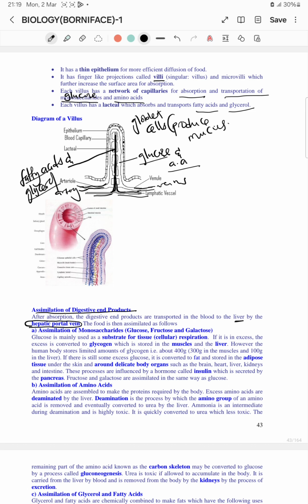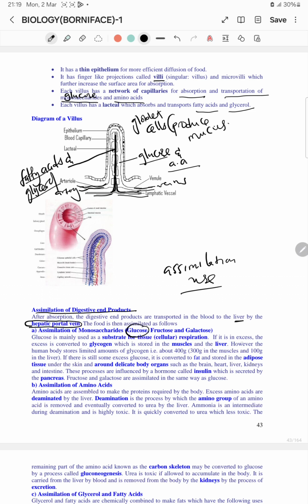Okay, so now the food is then assimilated. The word assimilation means use. Okay, so now we are going to talk much about glucose. That's the one we will talk much for now. So we'll say glucose is mainly used as a substrate for tissue respiration. Okay, we use glucose to form energy for tissue respiration.